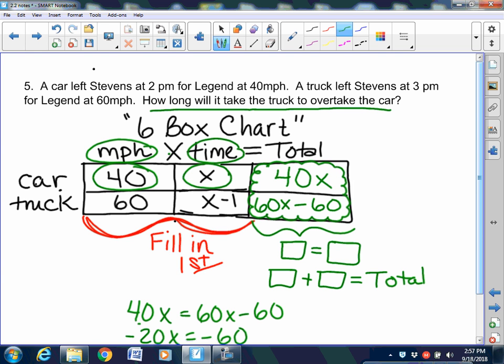Or you could say the time. What time will the truck take to overtake the car? At what time? What time exactly will the truck overtake the car?